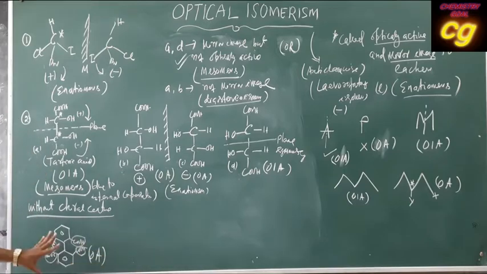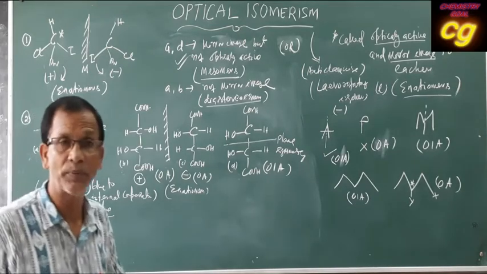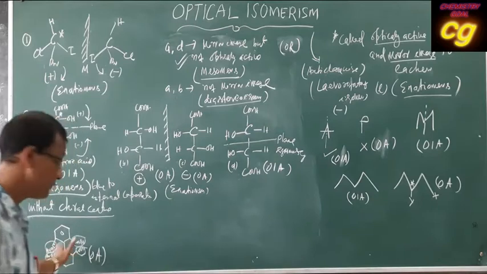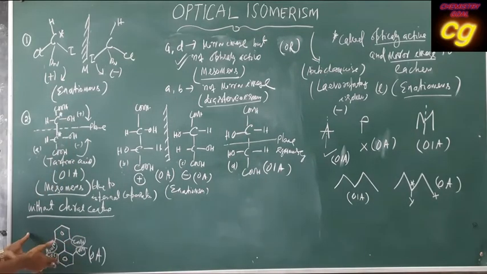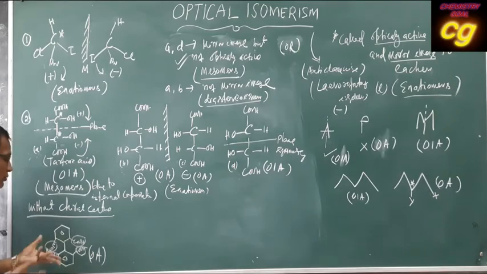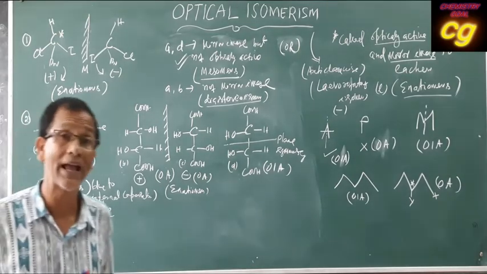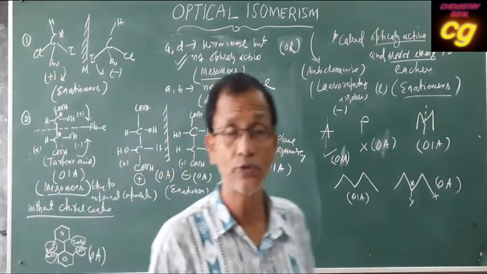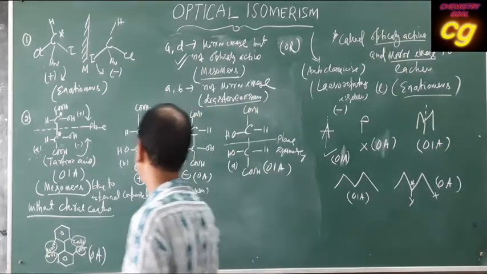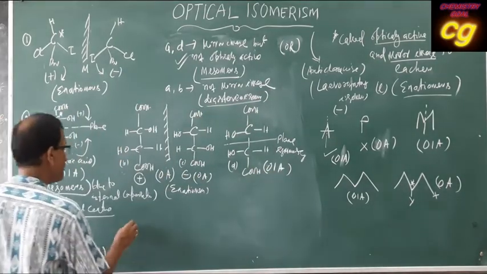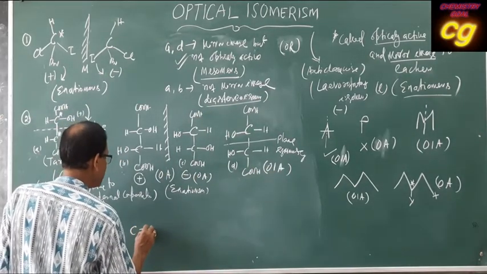What does the formula look like? Optically inactive. But if they remain in such a way, it will be optically active. This plane and this plane will be different. If one is horizontal, the other will be vertical. So it will not have any symmetry. That's why it is optically active. So another type of molecule you can see.